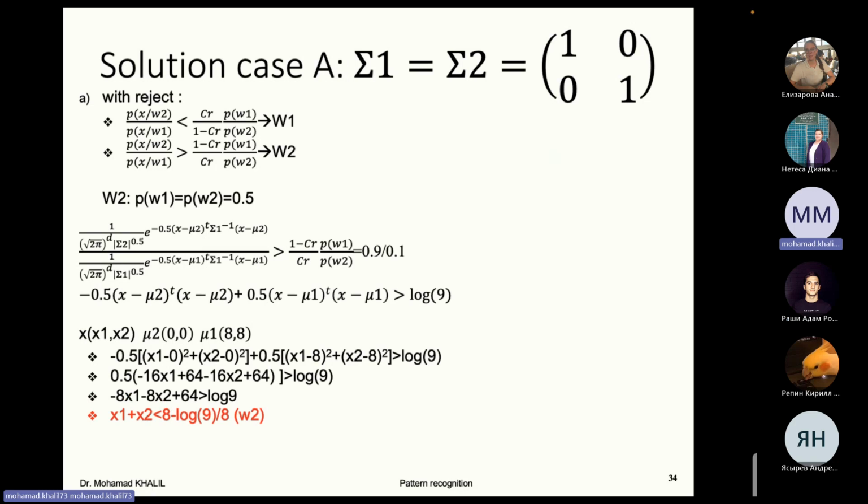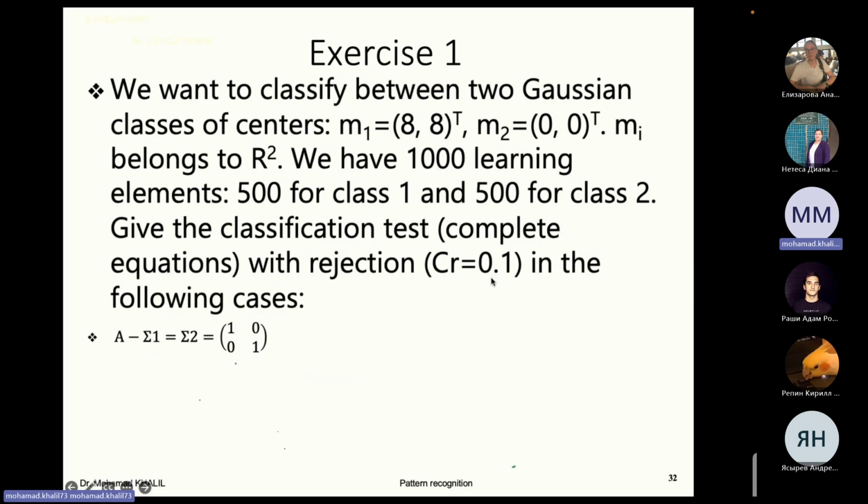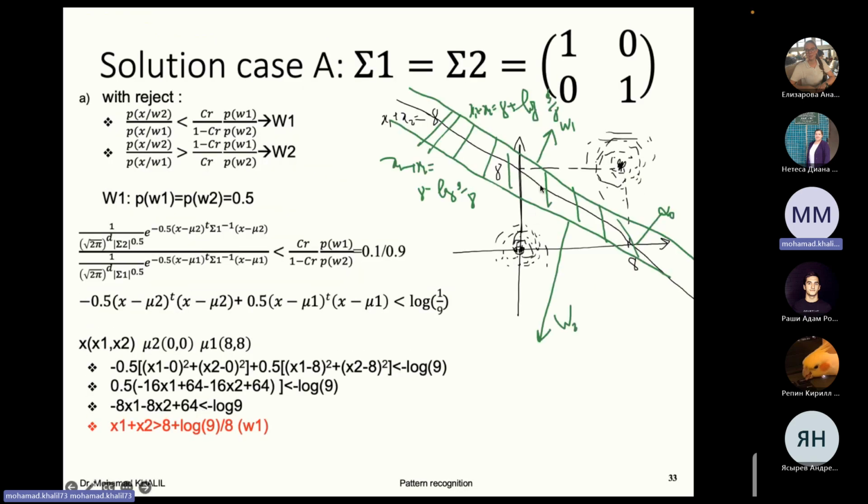So this is very important according to CR. If CR is only 0.1, you have this margin. But if you have 0.001, for example, the margin will be bigger. This margin will be bigger if CR is very high.